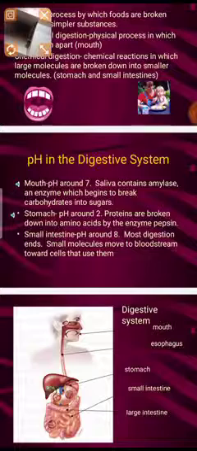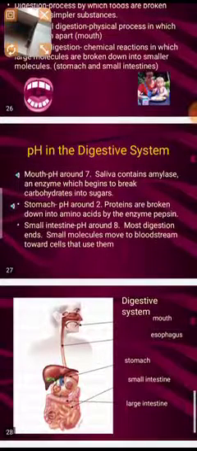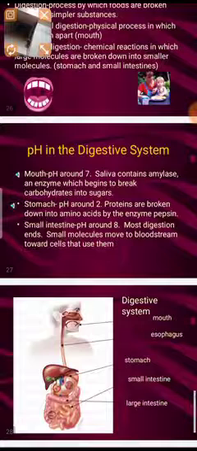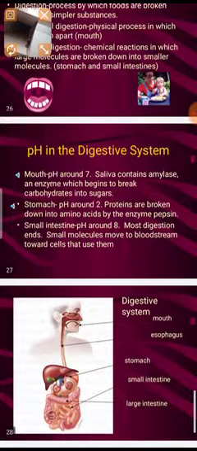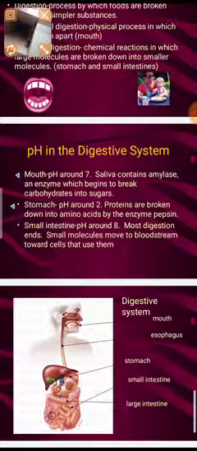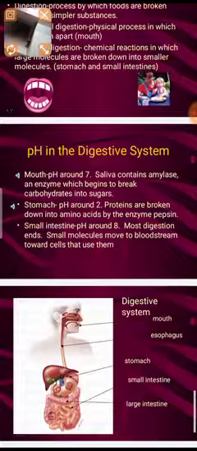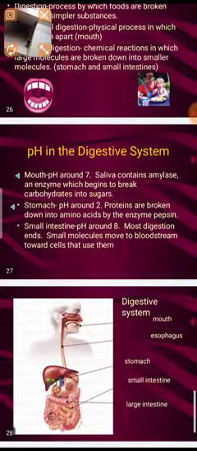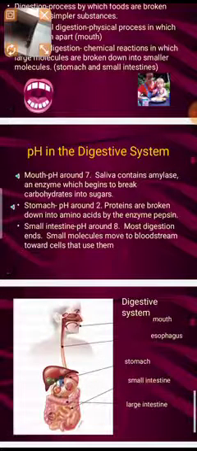In the mouth, we have a pH around 7. The saliva in the mouth contains amylase, an enzyme which begins to break carbohydrates into sugar, so it has a pH near 7. When food goes into the stomach, the pH becomes around 2. See that it is totally acidic. Proteins are broken down into amino acids by the enzyme pepsin.